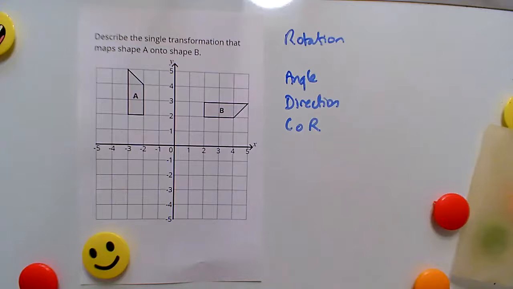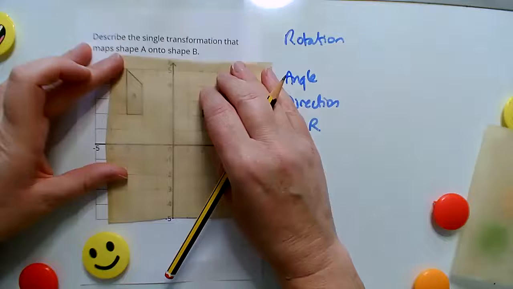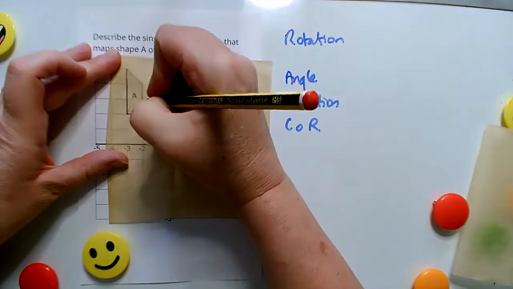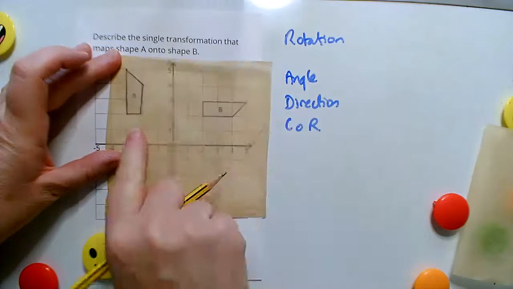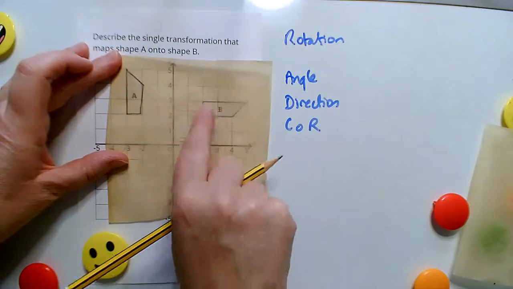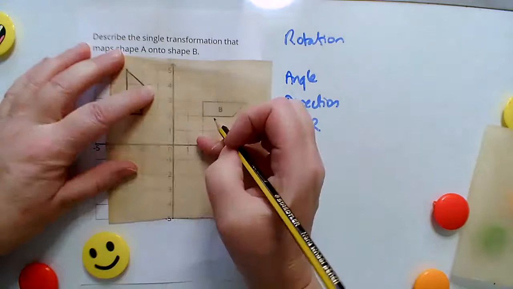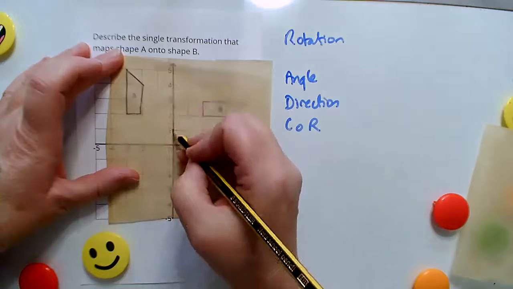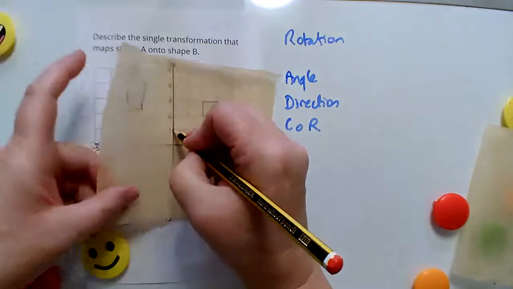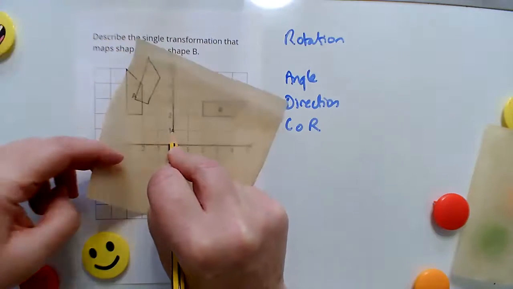Now, I think the center of rotation is the trickiest one to find. And to do that, we're going to use some tracing paper or baking paper or anything really that you can see through. So I'm going to sketch over shape A. And when I rotate it round, it needs to map, so completely cover shape B. Now, I'm just going to use a trial and error approach. So maybe I'll put my pencil there and just rotate it round. Does it map? Not quite, no.